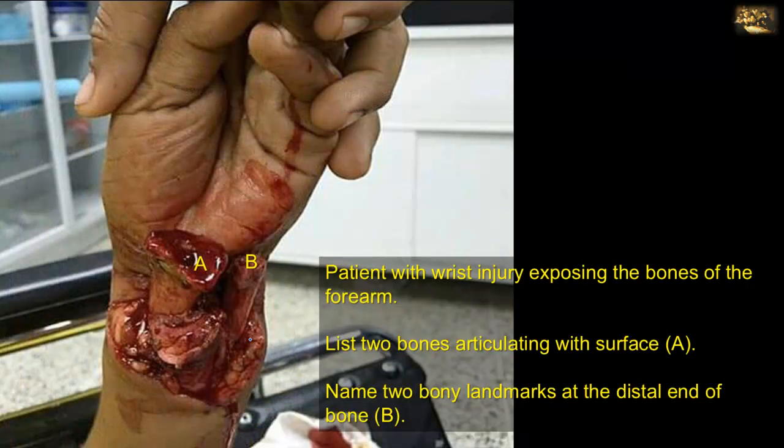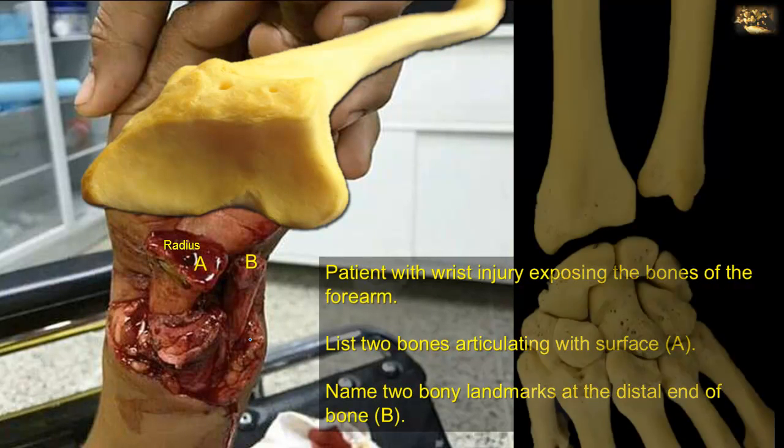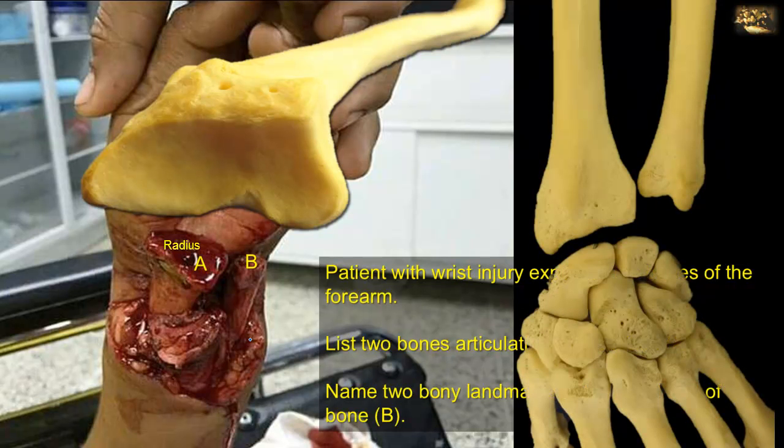This is a patient with wrist injury exposing the bones of the forearm. List two bones articulating with surface A and name two bony landmarks at the distal end of bone B. Now A is the distal end of the radius, which articulates with two carpal bones. From lateral to medial are the scaphoid and the lunate to form the wrist joint.